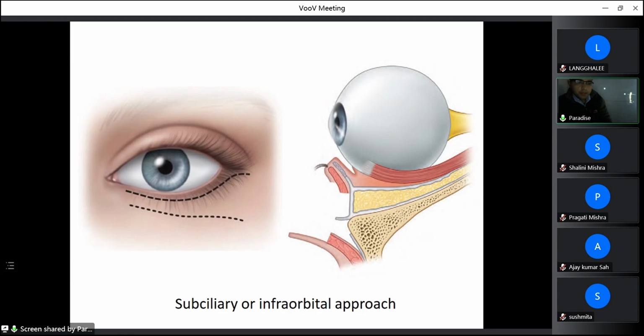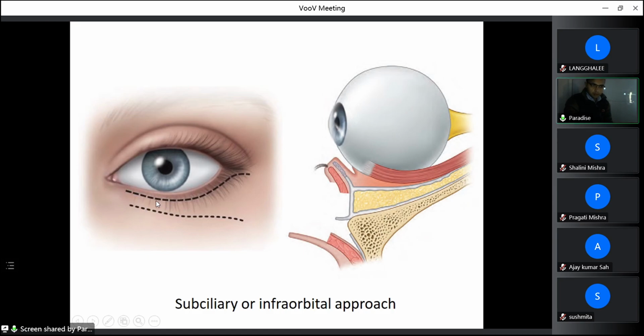Other approach is the subciliary approach or infraorbital approach. In case of the infraorbital approach, the incision is given in the area of the infraorbital rim. The problem with this approach is there will be an aesthetic problem because you will leave a scar mark.